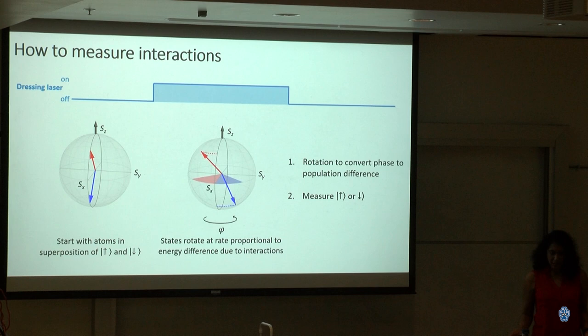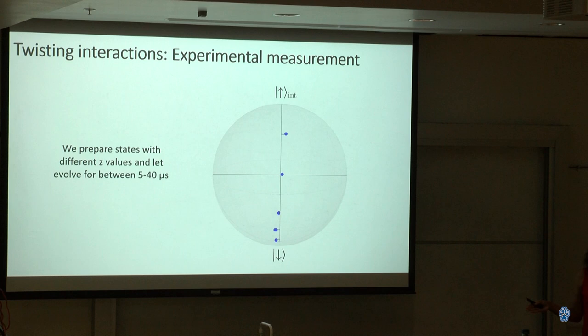So this is actually data that I'm showing you at this point. What we're going to do is prepare a bunch of initial states with some initial microwave pulse. And each of these states is going to represent a different fraction of up atoms versus down atoms. Then we're going to turn on our interactions and let each of these states evolve and see what happens. So all of these are experimental data points. And this is how we see each of those states behaving.